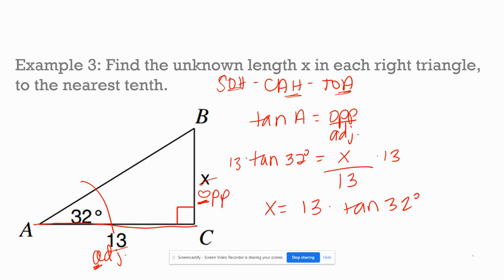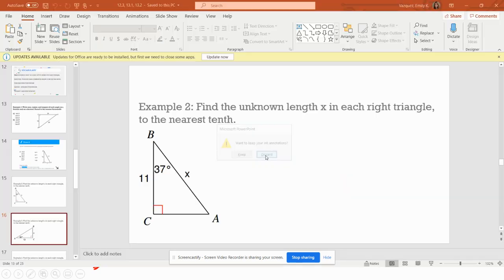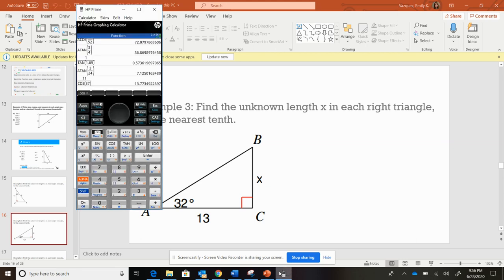I'm going to show you one more time how to plug this into your calculator, and then you guys should be good to just check your answers with what I get. So let me do 13 times tangent of 32. So here we go. I have 13 times tangent of 32, and it's still in degrees mode. And then I'm just going to hit enter. And I believe the question says round to the nearest tenth. So again, x would equal 8.1 for example 3. 8.1.